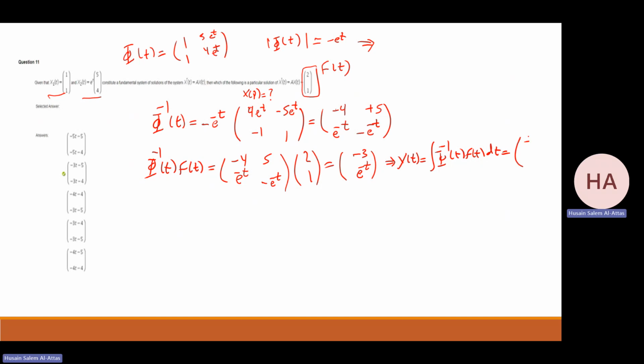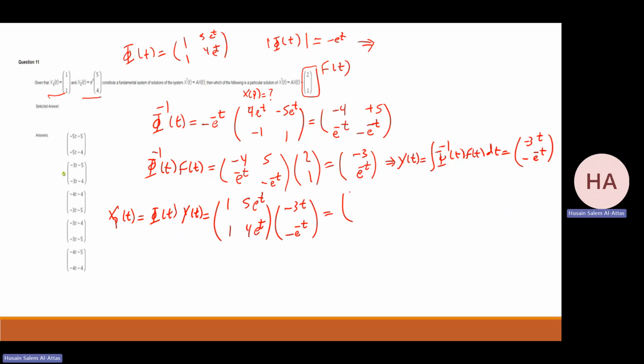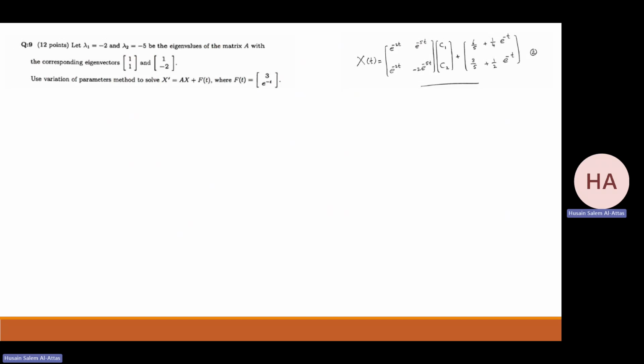That easily gives minus 3t, minus e is minus t. Now I need to multiply. Yeah, x_b of t will be e^{5t} times y of t. That will be 1 times this, minus 3t, minus e is minus t. That will be what? This times this, minus 3t minus 5. This is minus 3t minus 4. Good, and no mistakes. Good. Calculation mistakes. Okay. With lambda 1 equal this, lambda 2 equal this, eigenvalues, corresponding eigenvectors.